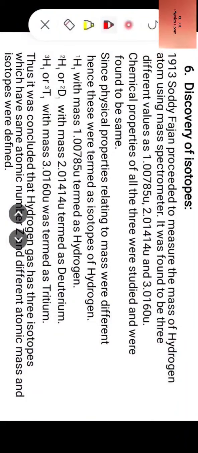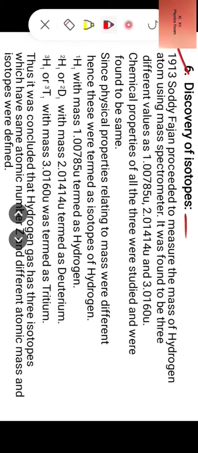Continuing with the chapter of atom, today we come to its sixth part, discovery of isotopes and neutrons. First we take up discovery of isotopes.